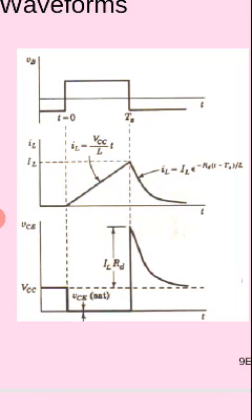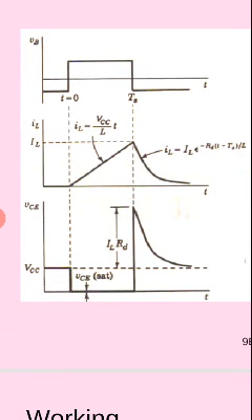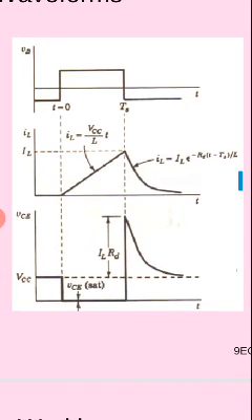There are three waveforms: input waveform VB, current waveform IL, and output voltage of the transistor VCE. Actually our sweep current is IL. It is showing a linear increase with respect to time, and thereafter it decreases exponentially.